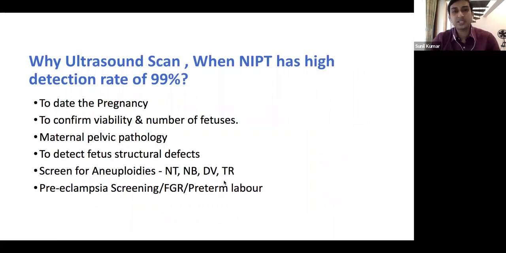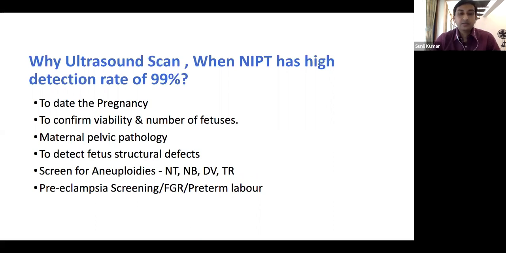And why ultrasound scanning when NIPT has a high detection rate of 99%? The intention of first trimester screening is to detect chromosomal abnormality. Then we can say scanning can be avoided, only a blood test can be done. No, it can't be. Scanning has the advantage of dating the pregnancy, confirming viability and number of fetuses, detecting maternal pelvic pathology, detecting fetal structural defects, and screening for aneuploidies.